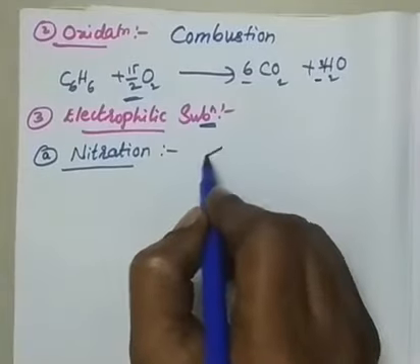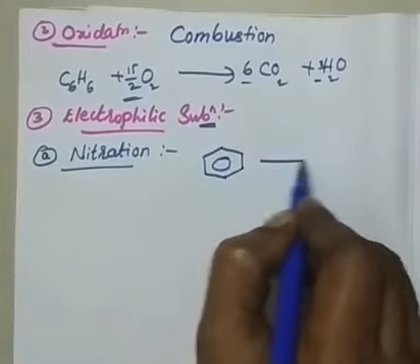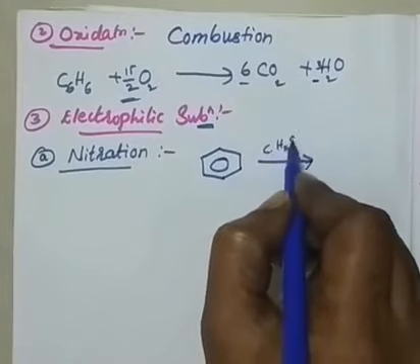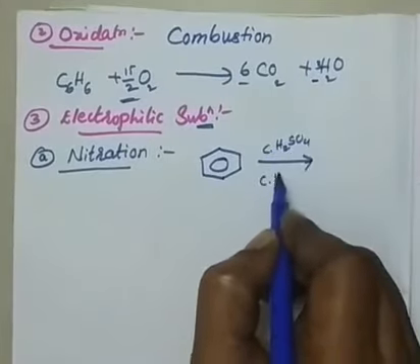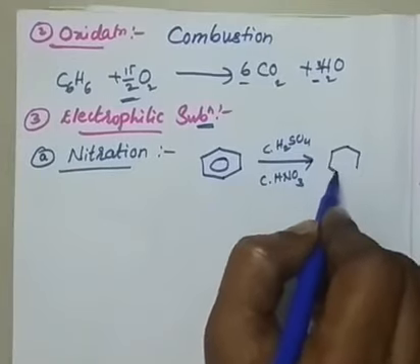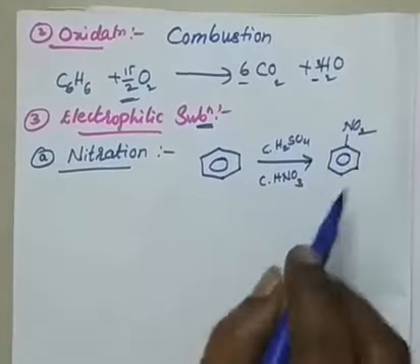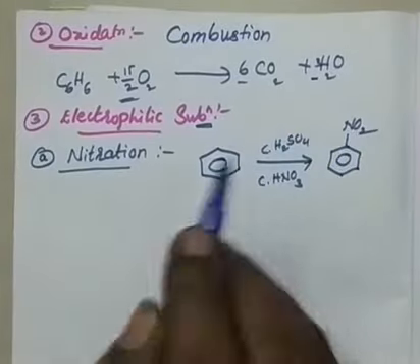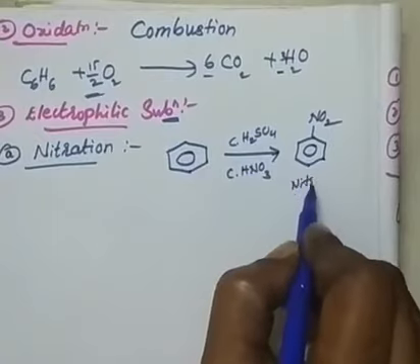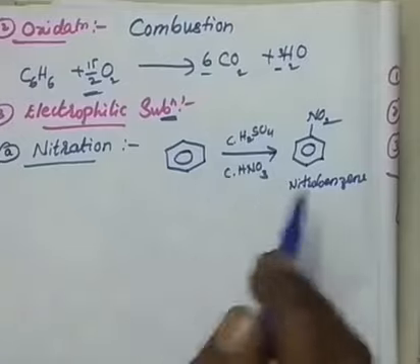Therefore, for example, if I write benzene, this one on reaction with nitrating mixture, concentrated H2SO4 and concentrated HNO3, will form this product. What is the name of this compound? Nitrobenzene. Because we should say the substituent first, followed by benzene. That is our nomenclature rule. So this is nitrobenzene. How has it been formed?